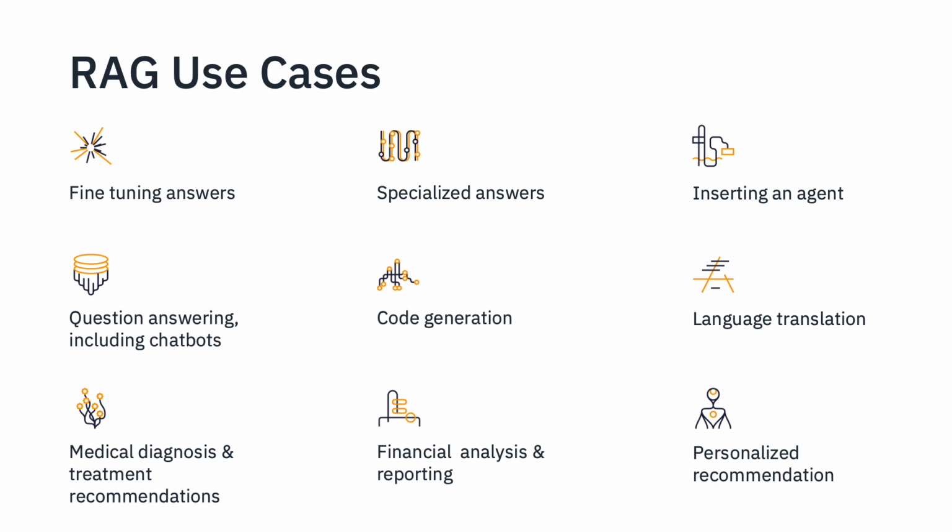And there are lots and lots of use cases where this comes in. So the simplest thing would be something like fine-tuning answers, just to get a better answer to the question that was asked. Or in the case of very specialized questions, sometimes you really need to do something complicated in order to get the right answer. You could even insert an agent into that process. There's specialized information that you're giving back, like code generation or language translation.